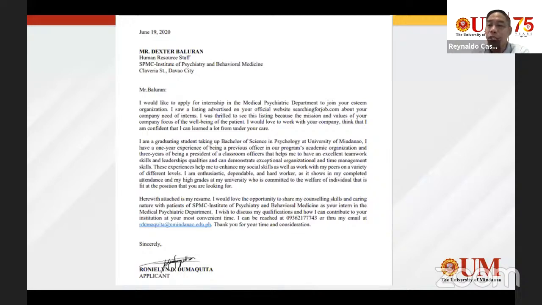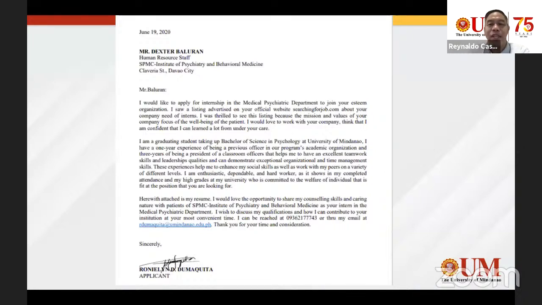And then the first paragraph talks about the interests and where he got the information about the position. The second paragraph, if you're going to read it, talks about the qualification, no? Talks about the competence, the ability, the experience, the skills of the applicant. And then the third talks about the interest of the applicant to share his qualification at the most convenient time of the addressee. Okay? And then the name, sincerely, the signature.